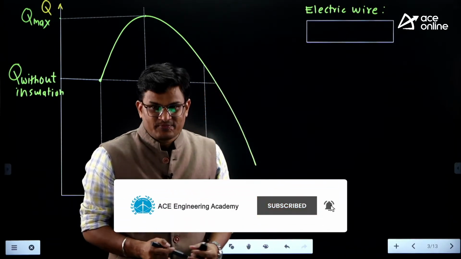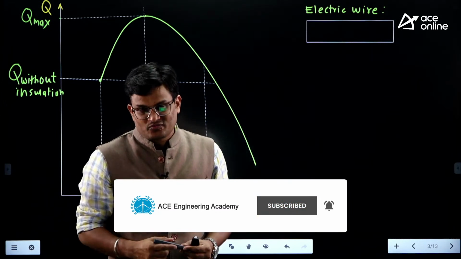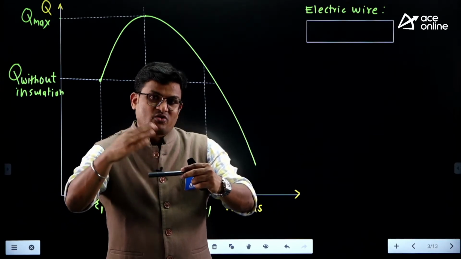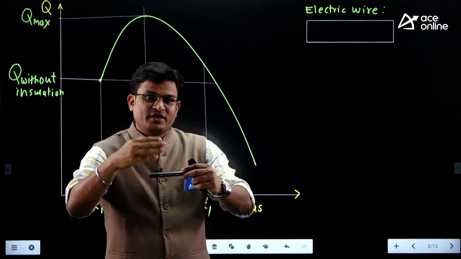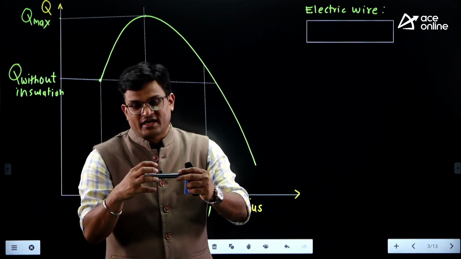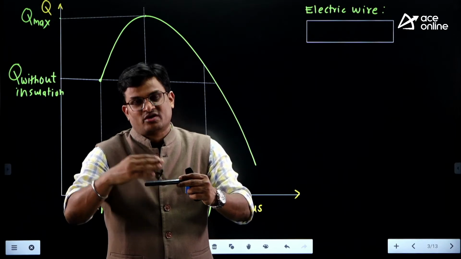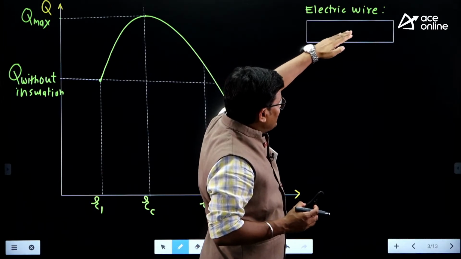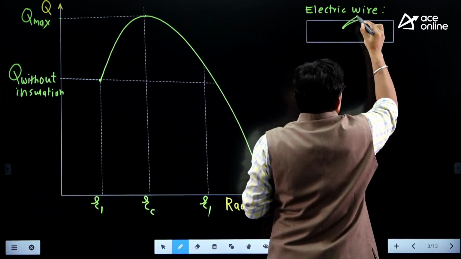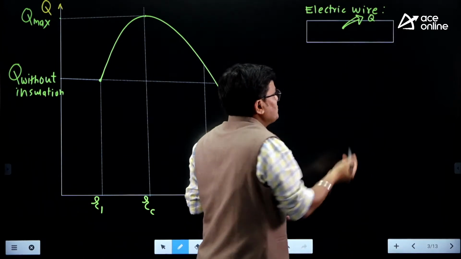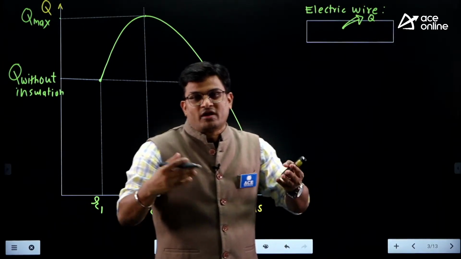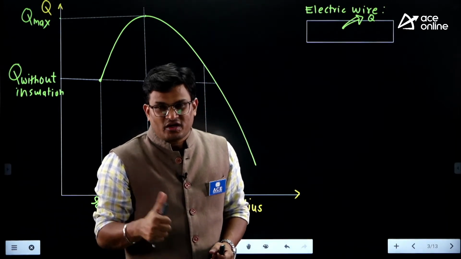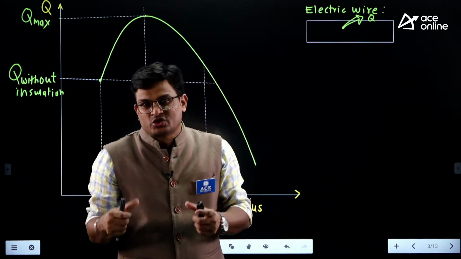Second is, suppose if you insulate the wire, and then what happens? Suppose the heat is not going outside, and if the heat accumulates inside, so more heat is generating and heat is not coming outside, then the wire will melt. Suppose if you insulate this wire and the heat is not going outside, so this is the Q. If heat is not going outside, then the temperature will keep on increasing and there is a burning of wire. So the problem is what? We need to avoid the burning of wire and we need to avoid the electric shock.